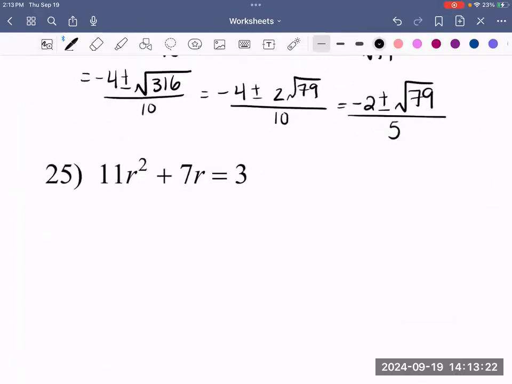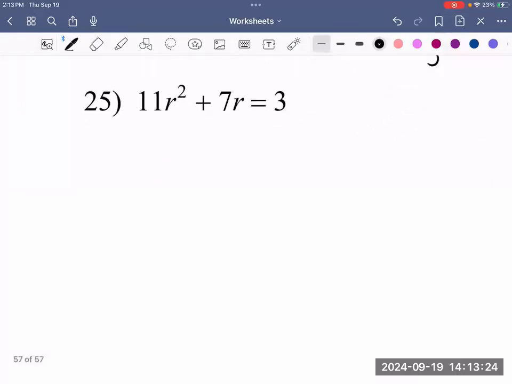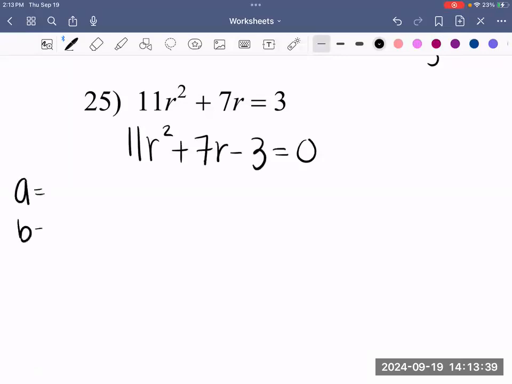And we're going to try one more here. So notice that it is not set equal to 0. So we want to make it set equal to 0. We'll pull the 3 over, put it into descending order. Looking at a GCF, do we have one? No. So we can pull out your ABCs over here.